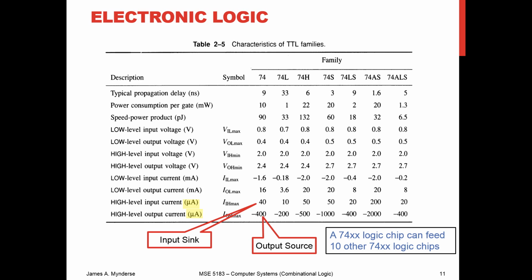And so that's where we get that fan out of 10, that a 7400 series logic chip can feed 10 other devices, because it sources 10 times as much as it sinks, so it can feed 10 other chips before things get out of whack. So there you go, sourcing versus sinking.